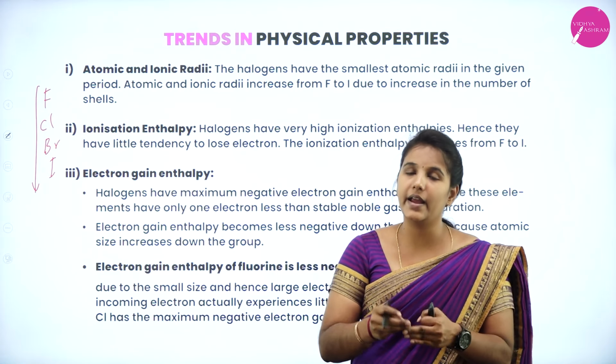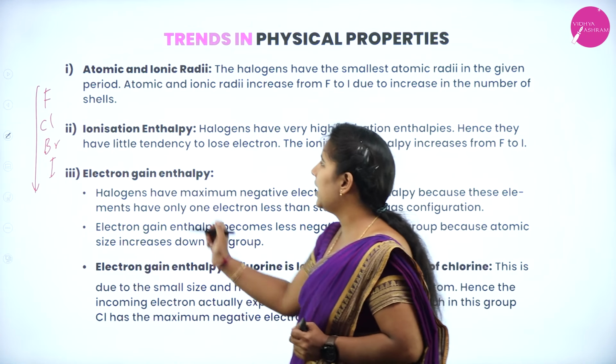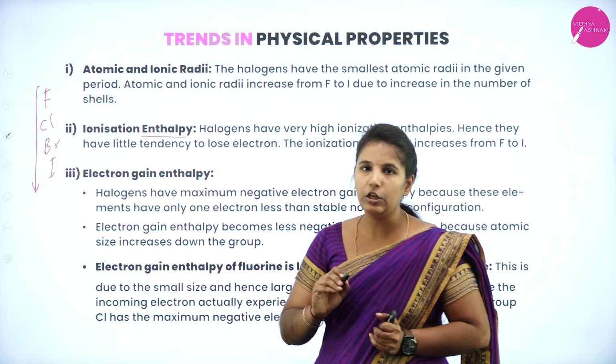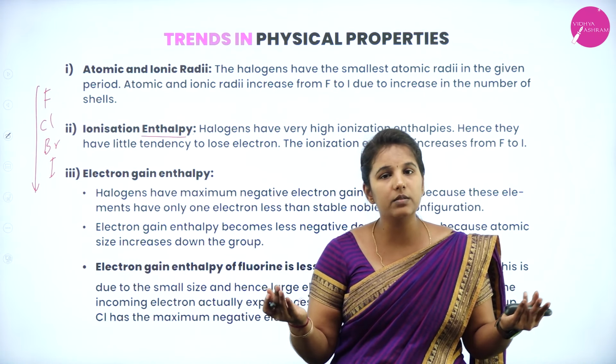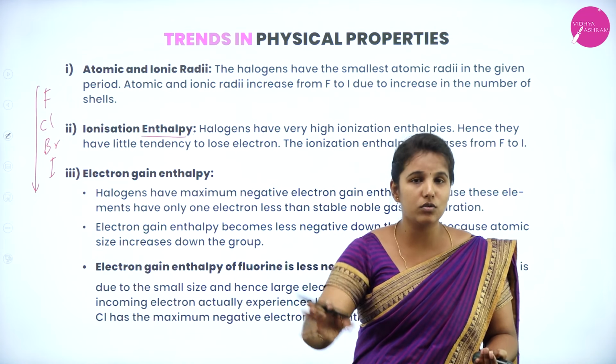Thereby, ionic radii and atomic radii both will increase. Coming to ionization enthalpy, we know that ionization enthalpy is nothing but the energy required to remove the electron in the outermost shell.